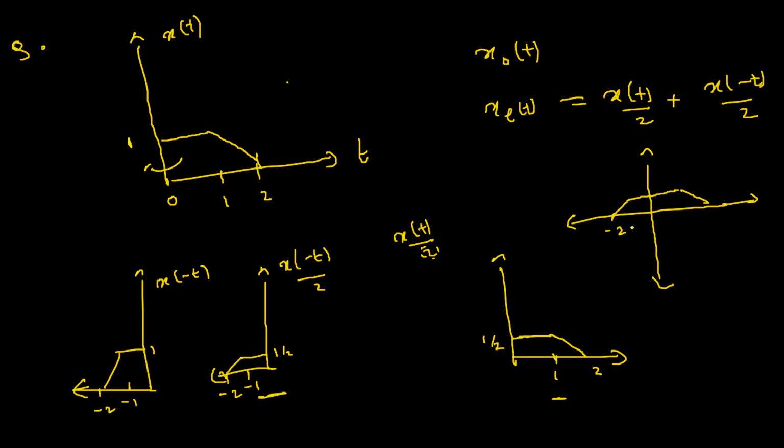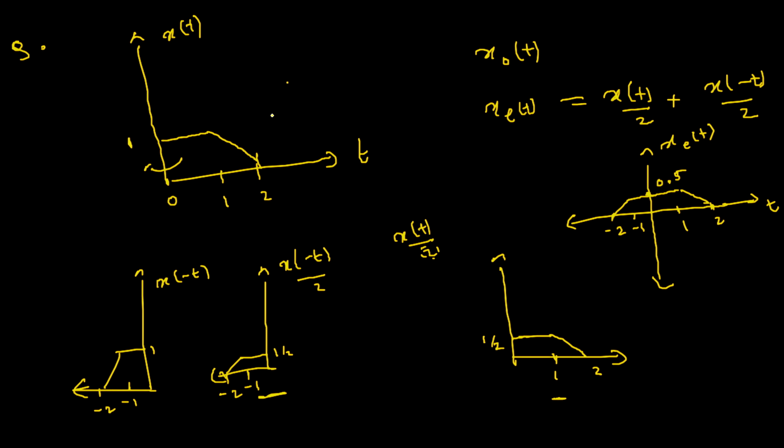This is minus 2, this is minus 1, this is 1, and this is 2. This point is 0.5. Okay, so this is the even part of the graph. So now to plot the odd part, what I actually have to find is minus x of minus t by 2.